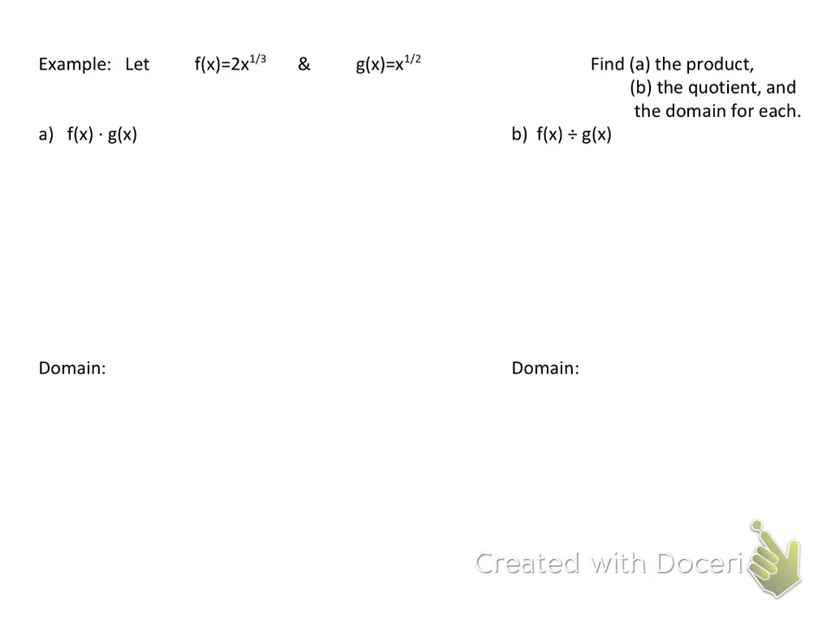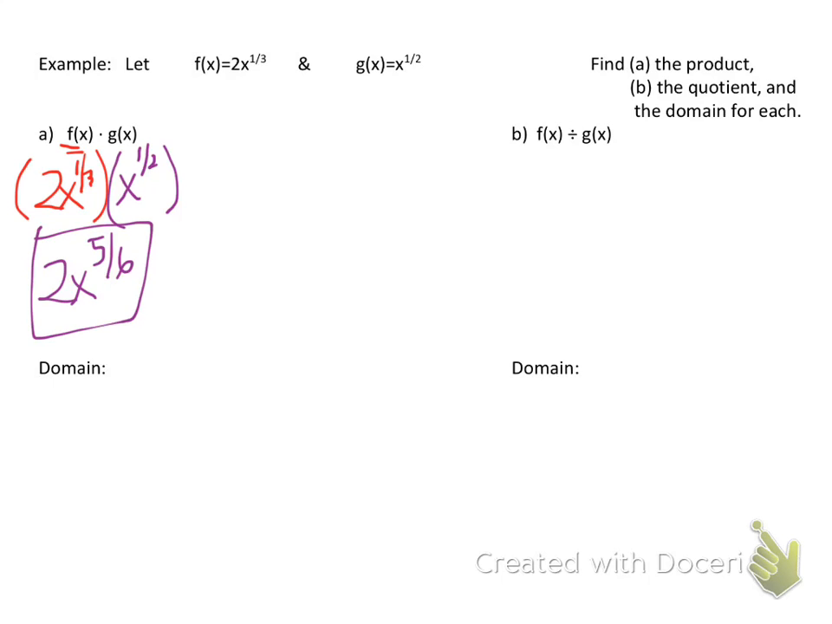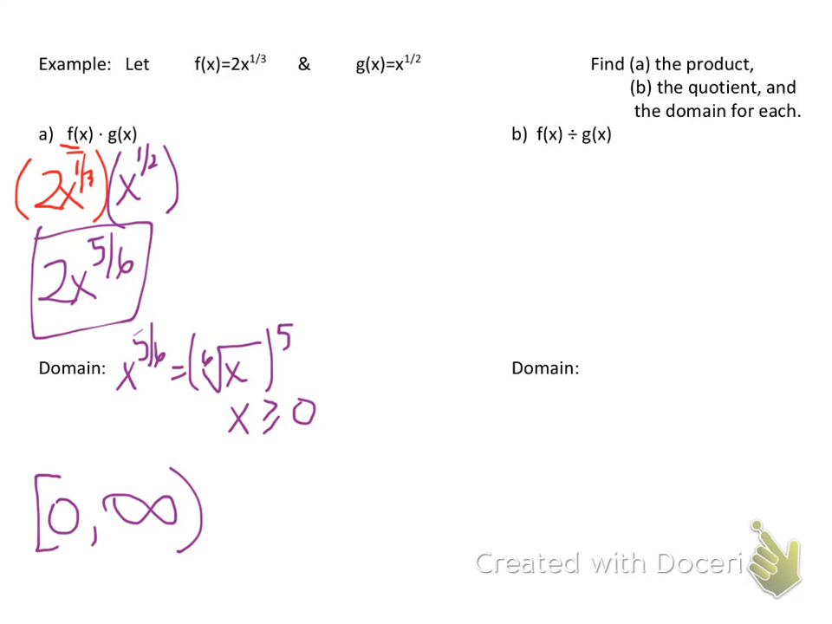And here's another example demonstrating the product and quotient. So our f function, 2x to the 1/3, times the g function. Remember, when you're multiplying common bases with exponents, we can add our exponents. So we'll get 2x to the 5/6. Again, when we think about the domain, remember that x to the 5/6 means the 6th root of x. That's an even root, so x has to be greater than or equal to 0. Again, 0 can be included though, so we're going to go from 0 with a bracket to infinity.